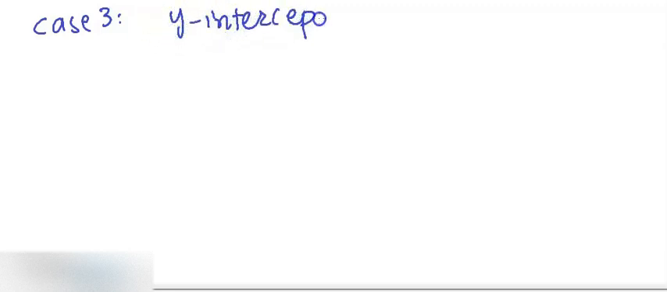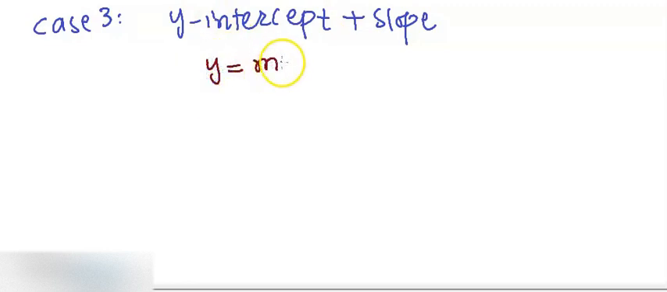Now suppose we are having case 3 where we are given the y-intercept of the line plus the slope of the line. So the formula reads this way: y equal to mx plus c, where c is the y-intercept.